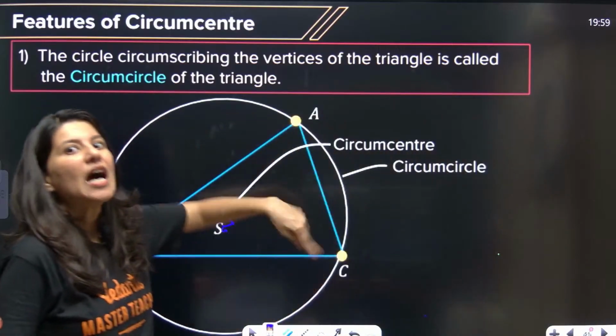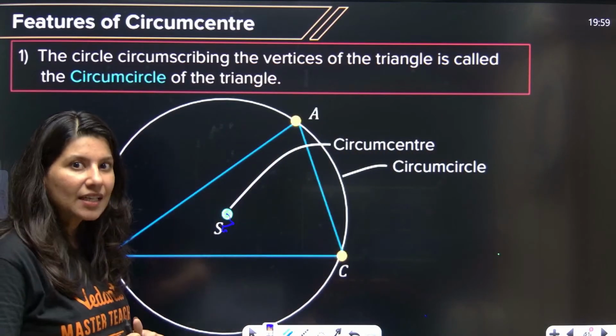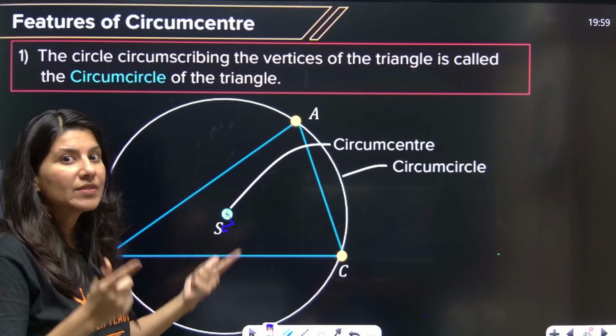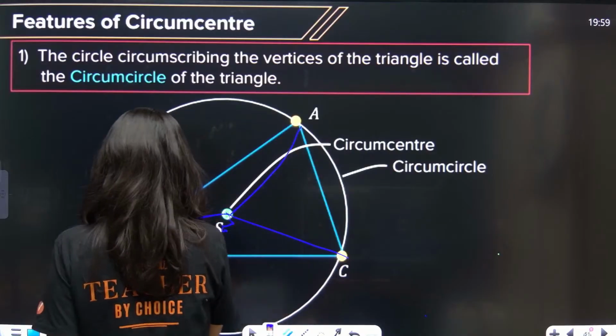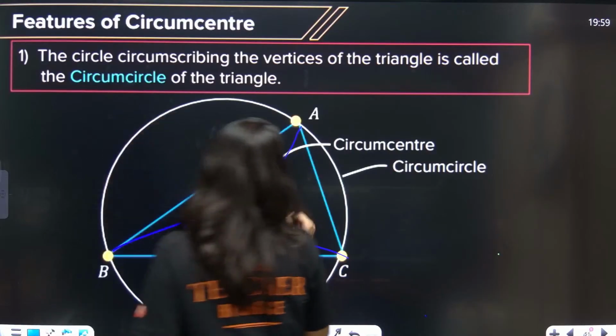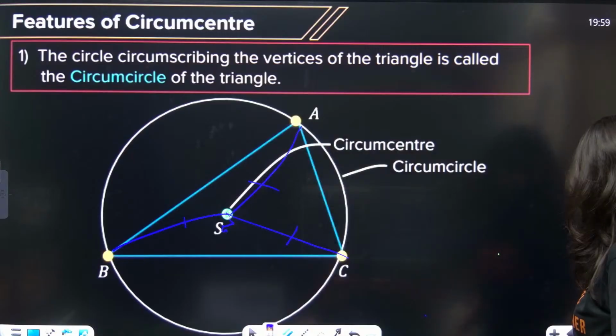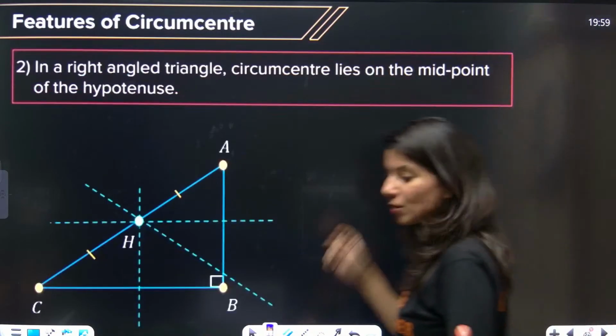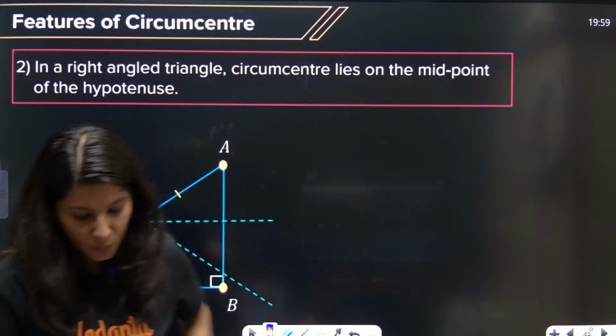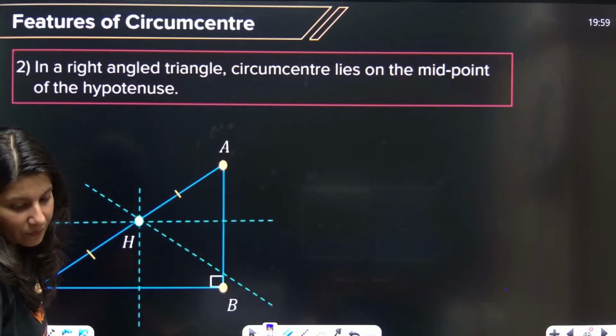And that circle is nothing but the circumcircle. Circum means outside, whereas incircle means inside the triangle. The circumcircle is outside the triangle, and this being the radius, this radius is nothing but the circumradius. Remember, in-radius, so circumradius. And one more very important thing, this is again very important.